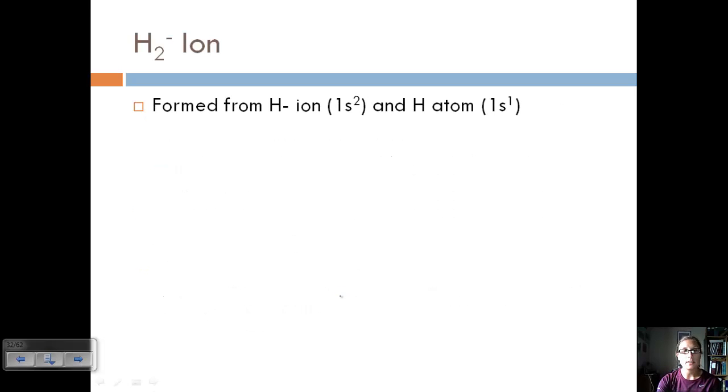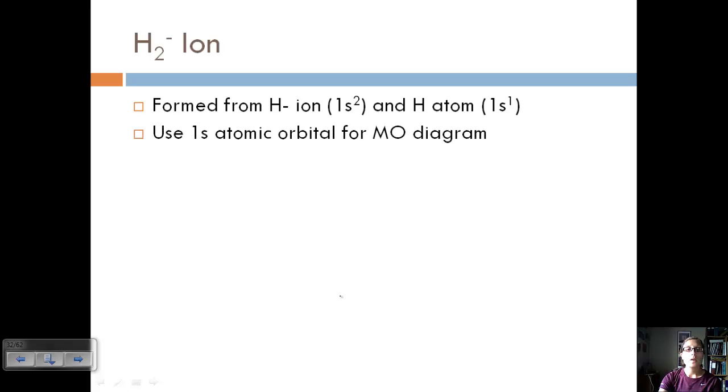Okay, let's look at another example. So the H2 1- ion. This is formed from the H- ion and the hydrogen atom. So we have the H- ion's electron configuration is 1s2, and the hydrogen atom is 1s1. We're going to use the 1s atomic orbital for the molecular orbital diagram, because that's where all of our valence electrons are coming from. And the electron configuration would then be sigma 1s2 and sigma 1s asterisk 1.